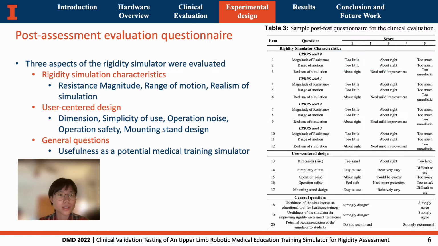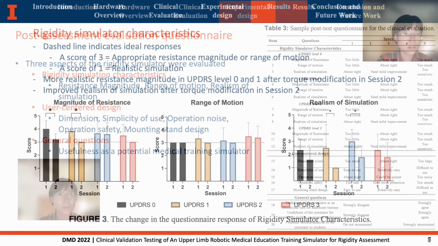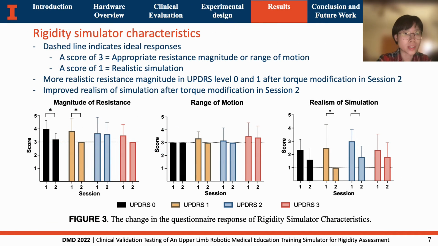The questionnaire was divided into 3 sections to evaluate first the rigidity simulation characteristics for 4 UPDRS levels, second the design aspects of the simulator, and third the usefulness of the simulator as a potential medical training tool. The questionnaire response of rigidity simulation characteristics was presented here. The horizontal dashed line indicates the ideal score of each metric.